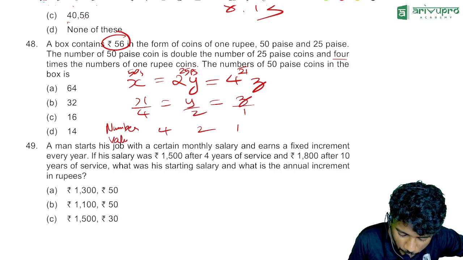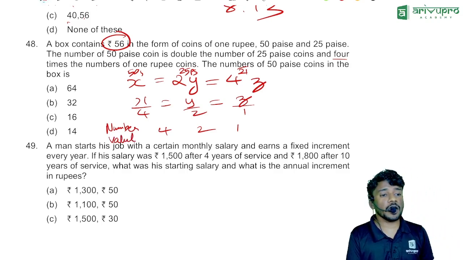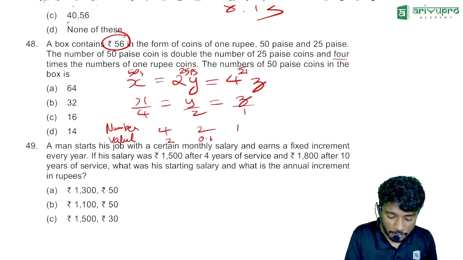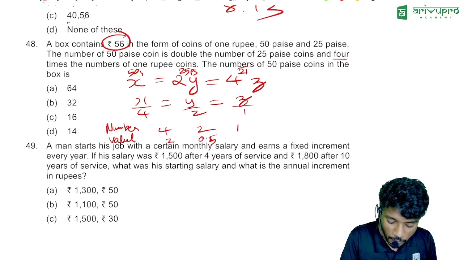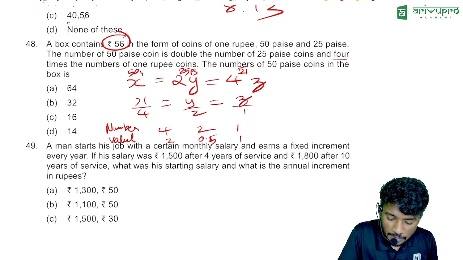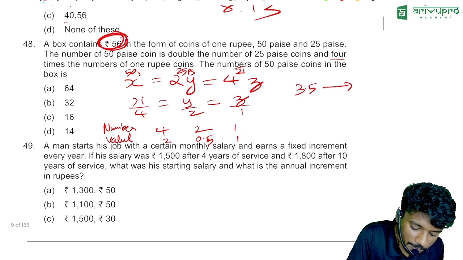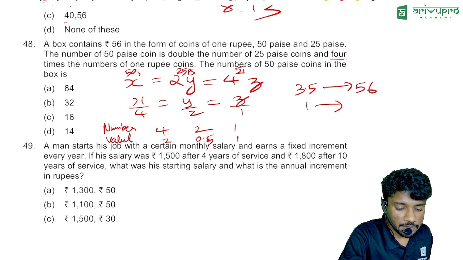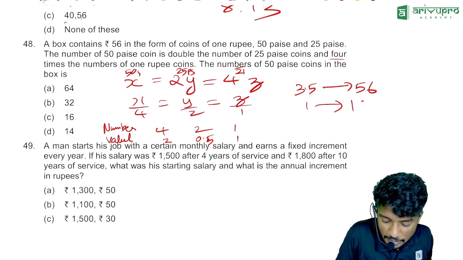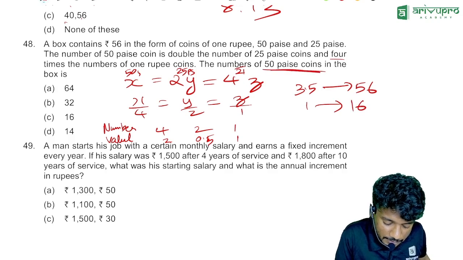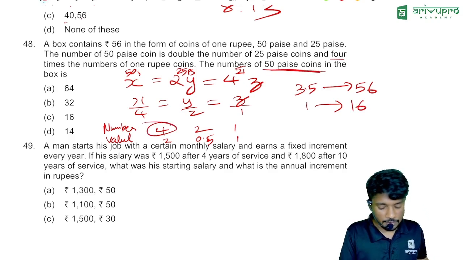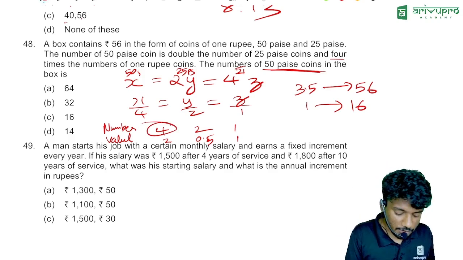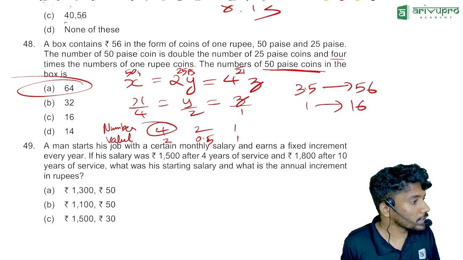Now I am asking you the value. 4 coins of 50 paise means 2 rupees. 2 coins of 25 paise means 0.5. 1 coin of 1 rupee means 1. So the total is 3.5. As per the question, the value is 56. So 1 is how much? 56 divided by 3.5 is 16. 1 is 16. Then what are they asking? The number of 50 paise coins. So 4 into 16. Answer is 64. Understood? Everyone got the point?